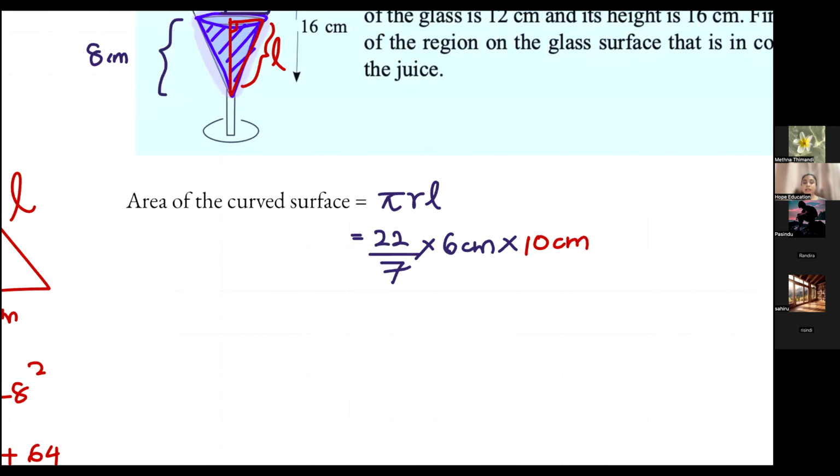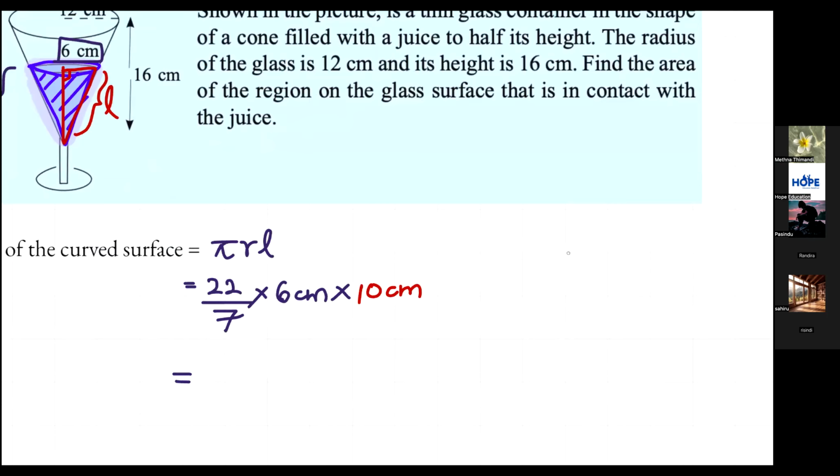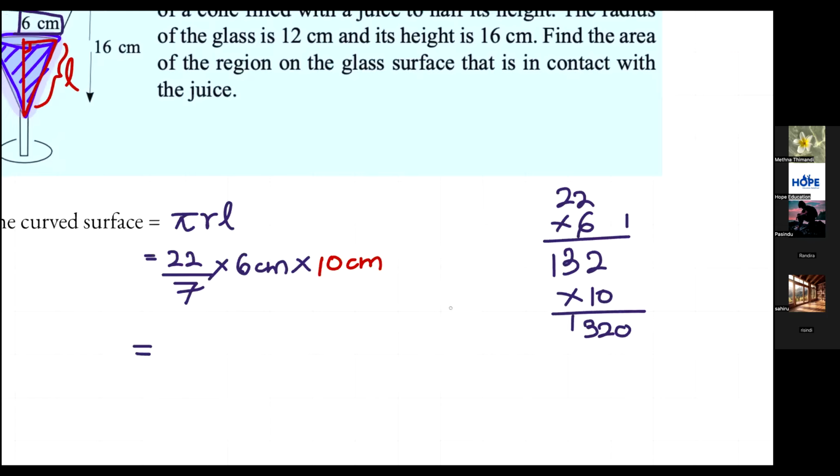Okay, let's do the simplification. Here 7 is underneath, and 7 doesn't cancel with anything. So let's just multiply what's on top. We have 22 times 6. 22 times 6. 6 times 2 is 12, 6 times 2 is 12 plus 1, 13. Then 132 multiplied by 10 is 1320. We added up the numerator. So then I have to divide that by 7.